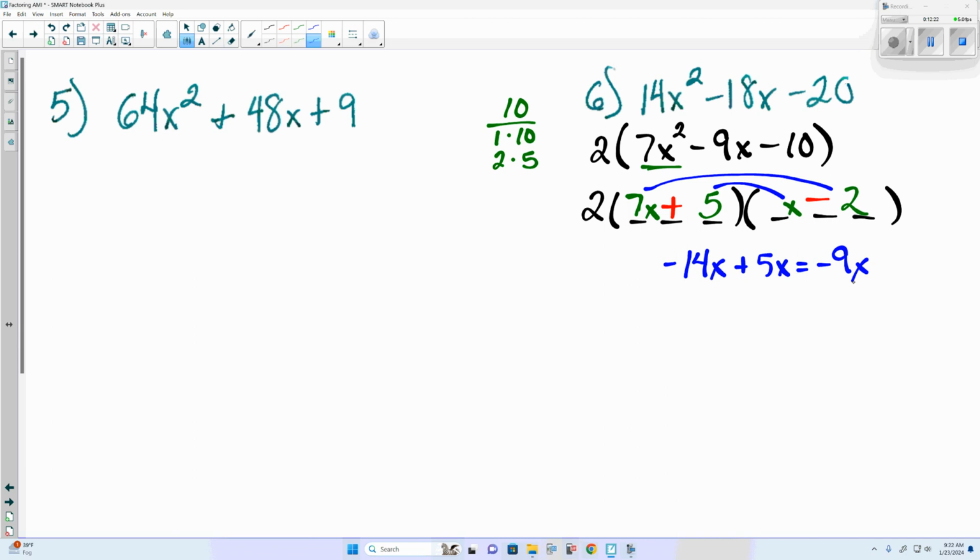Is that the middle term we wanted? So that's it. Now, if we were solving, then we would set both of those equal to 0 and go from there. But since we're just factoring, that's as far as we need to go. Does that make sense? Does that answer your question? Yep. You're good.